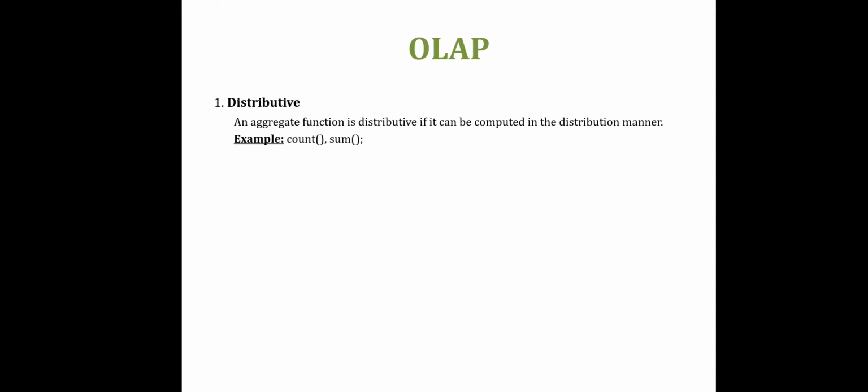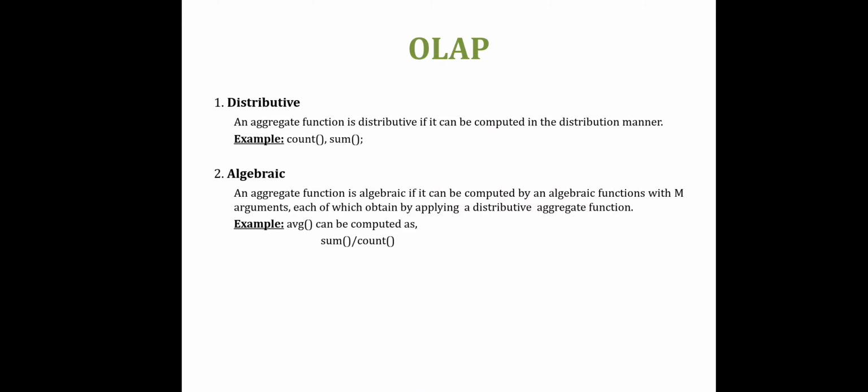So, first is distributive. What are the distributive measures? The aggregate function is distributive if it can be computed in a distributed manner. The examples given are count and sum, which are distributive measures. Then what is algebraic? An aggregate function is algebraic if it can be computed by an algebraic function with some arguments, each of which is obtained by applying some distributive aggregate function.